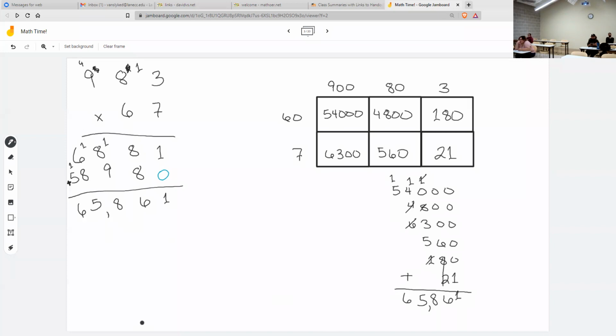And it was exactly the same steps. I multiplied the same numbers. It was just which zeros I wrote and which ones I didn't.